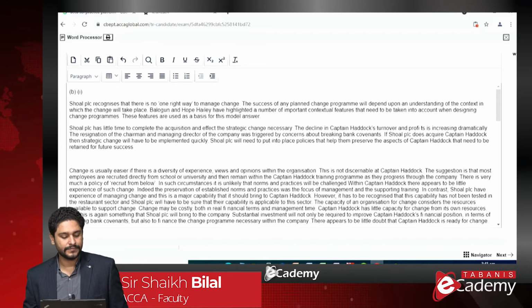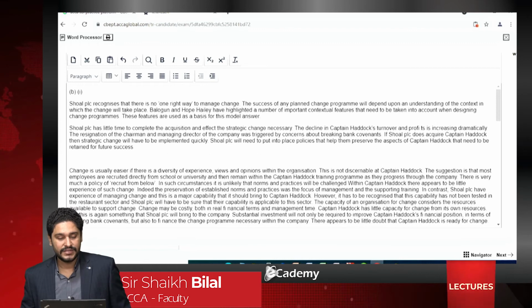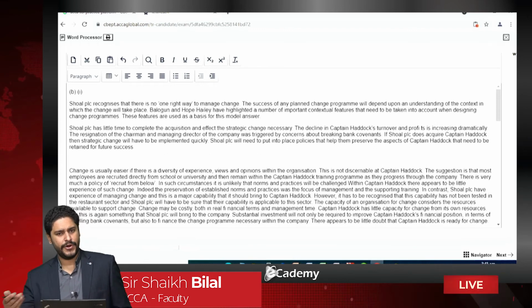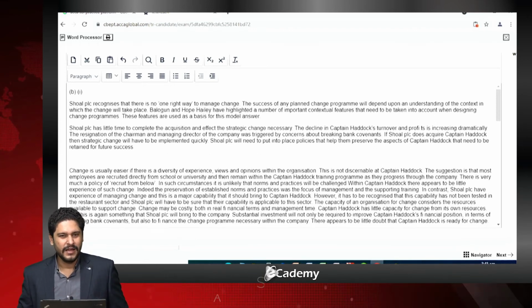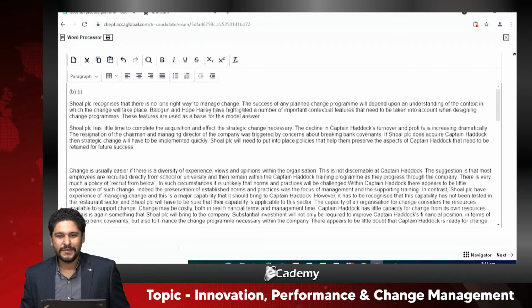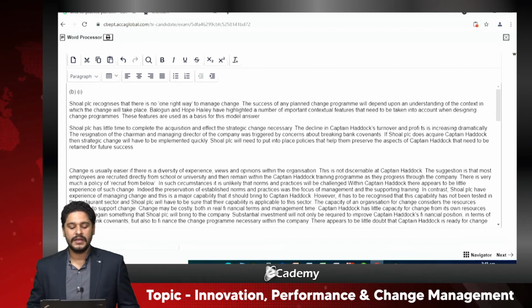Let's look at this. Shoal PLC recognizes that there is no one way to manage the change. Okay, so this is the starting point of my answer. I guess you will be listening and at the end of the day you will be giving me good marks, right? The success of any planned change program will depend upon an understanding of the context in which the change will take place. Balogun and Hope Hailey have highlighted a number of important contextual features.